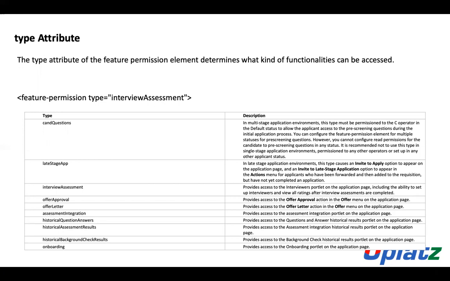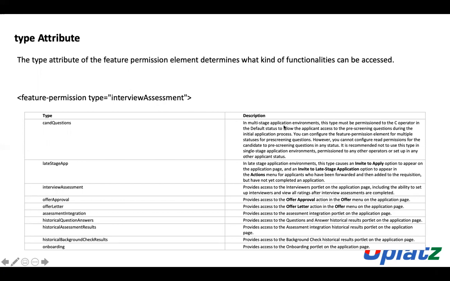Like candidate questions, late stage app, interview assessment, offer approval, offer letter, assessment integration, historical question answers, historical assessment result, historical background check result, and onboarding. So these are the permission types that are available, and each has a detailed description: what is the purpose, and why do we need to enable this feature permission type?